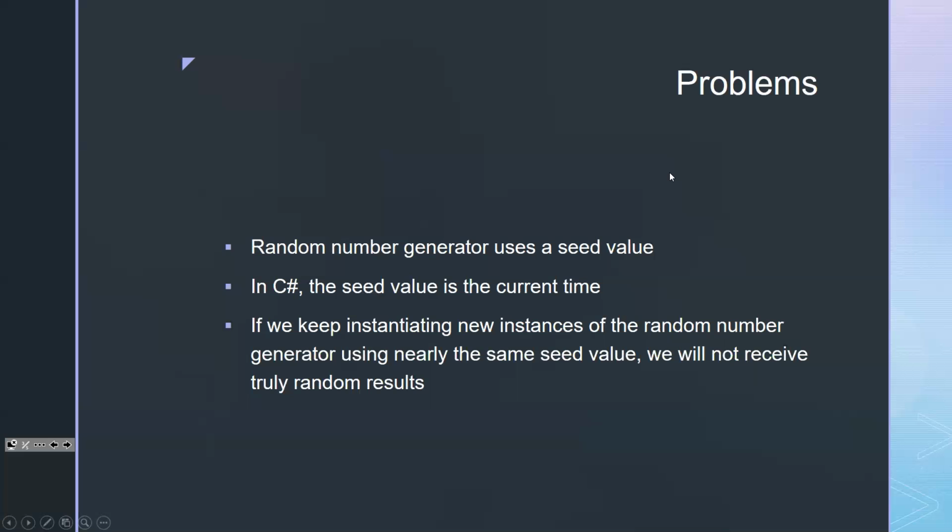That seed value helps make sure our random numbers are truly random. But if we keep instantiating new instances of the random number generator using nearly the same seed number, because C# executes really quickly and the seed number is going to be very close to the last seed number, we're not going to get truly random results. We're getting 2, 2, 2, 2, and you'll say, my random number generator doesn't work, I keep getting the same number over and over. That's why we end up with the same number.